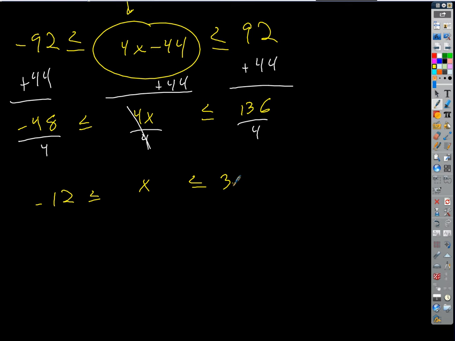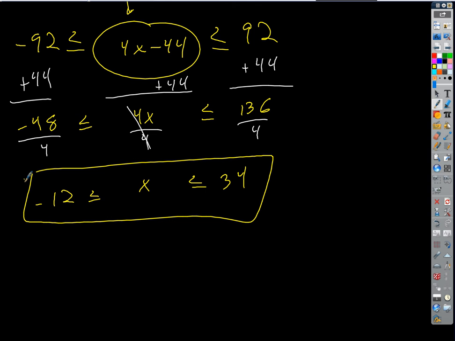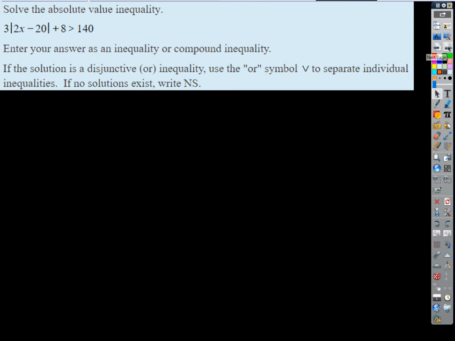No, it's not 36. What is that? 30, no, we'll say it again. No. 34. 34, there we go. So there's our answer, right? X has got to be pinched between negative 12 and positive 34. Okay? Okay, another one. Same kind of deal, same strategy.